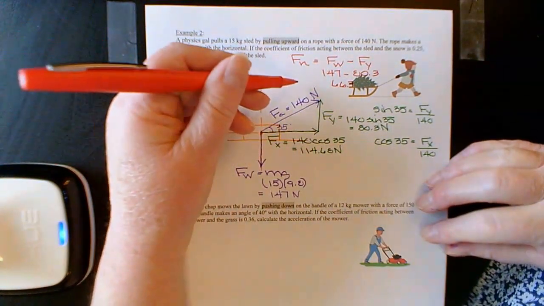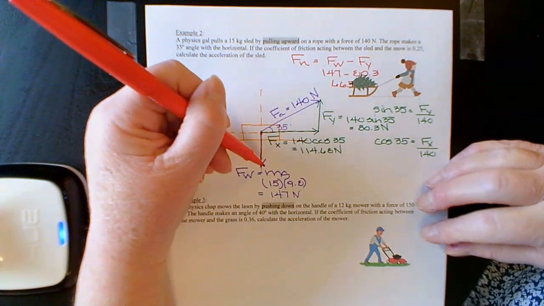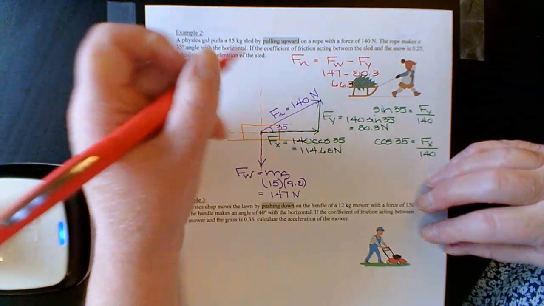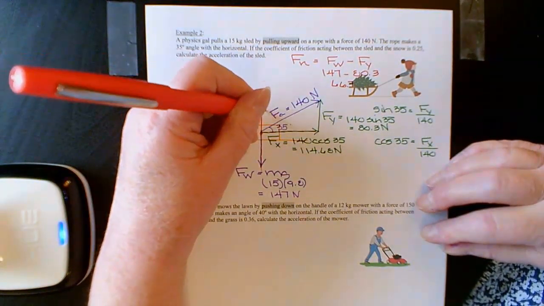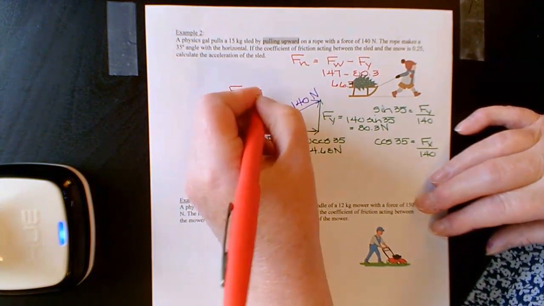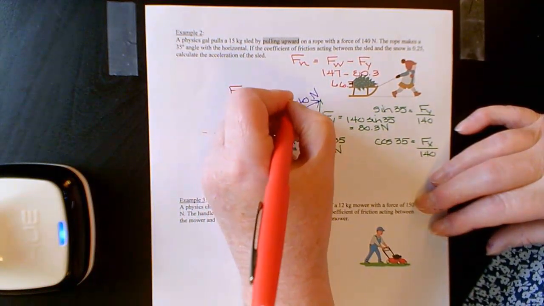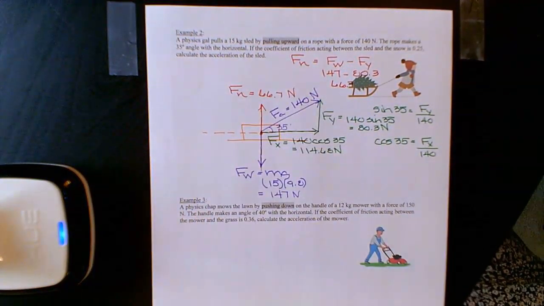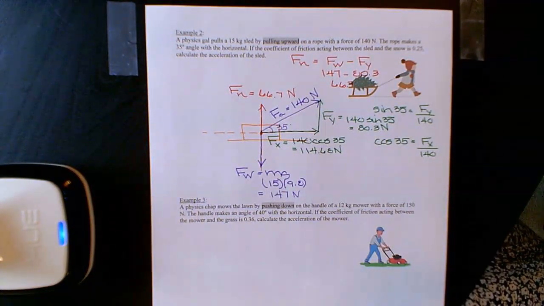That means that only 66.7 newtons is pushing into the ground. And so the ground is going to push back, Fn pushing back, with 66.7 newtons. That's a little bit tricky.